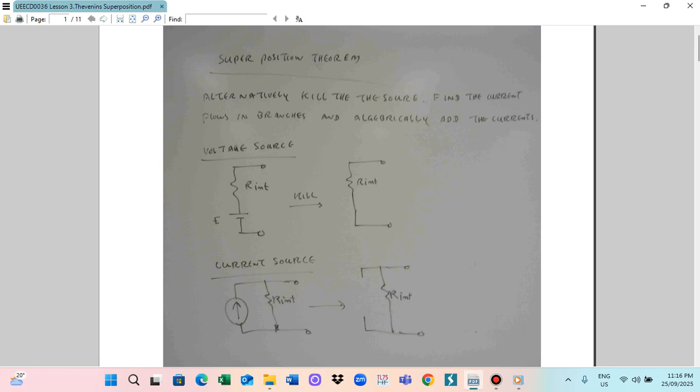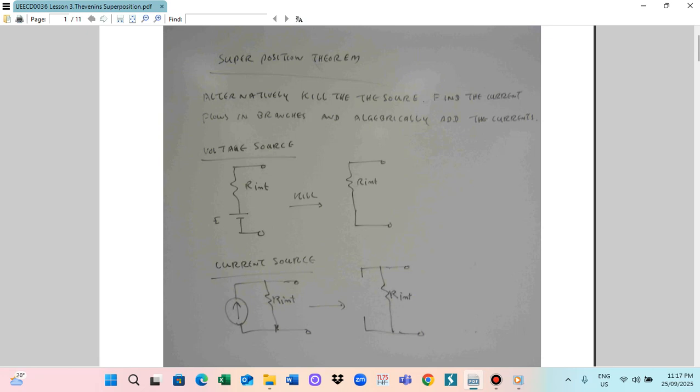Similarly, we also use a current source. This is the current source here, and it is supplying current. In this case, there is also an internal resistance. Scaling the source means that we remove the current source, and then we solve the problem.